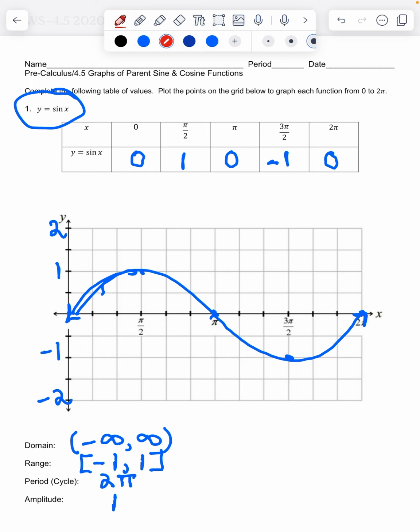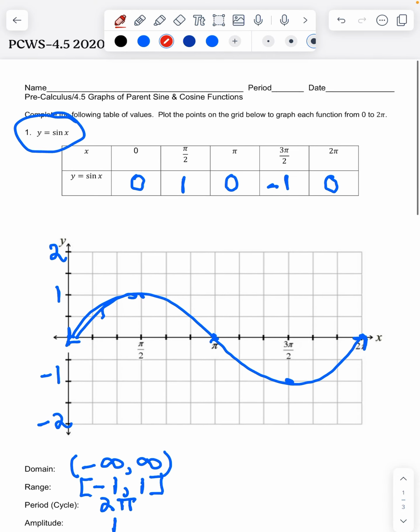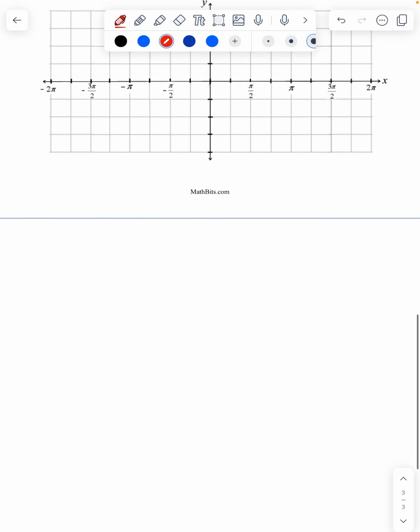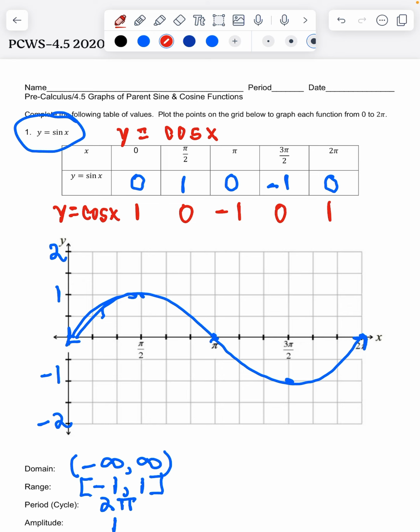I'm going to switch the color of my pen, and I'm going to go to the cosine function. So I thought I had the back side, but apparently I don't have the back side. So I'm going to write y equals cosine x here. And at 0 radians, the cosine is 1. And at pi over 2, it's 0. At pi, it's -1. At 3 pi over 2, 0. And at 2 pi, it's 1. And again, these are the ordered pairs at the quadrantal positions.